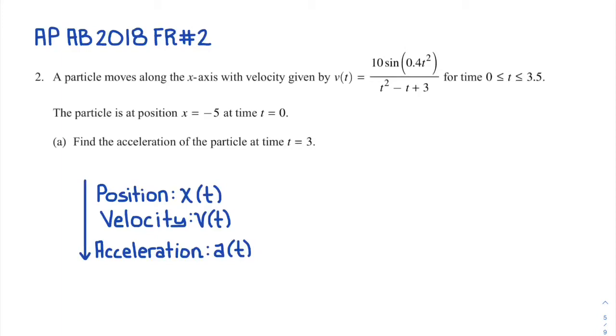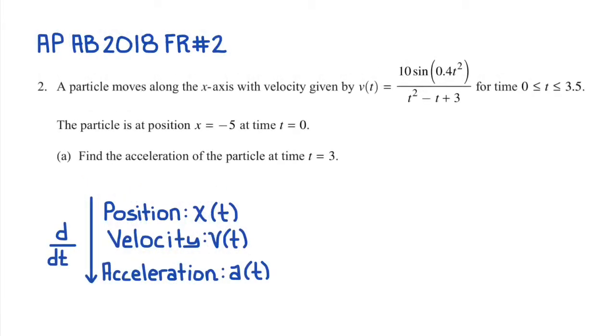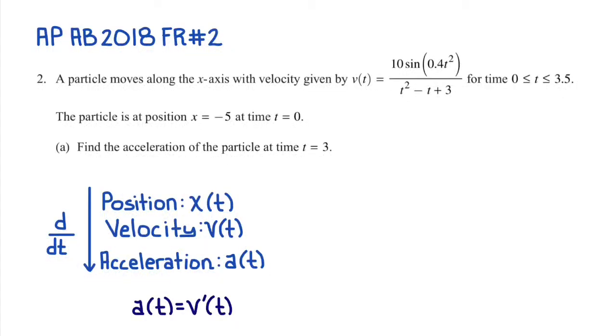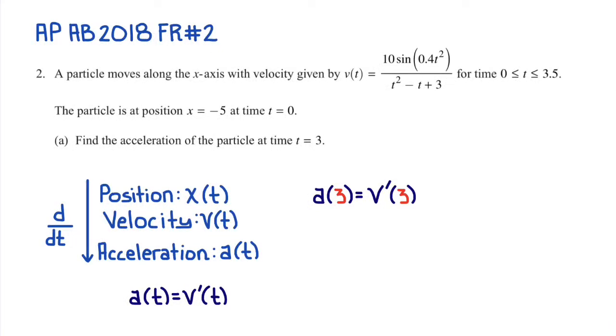Part A is testing your knowledge of the relationship between position, velocity, and acceleration. The derivative of position gives you velocity, and the derivative of velocity gives you acceleration. The acceleration is the derivative of velocity. So to find the acceleration at time 3, we can find the derivative of velocity at time 3.